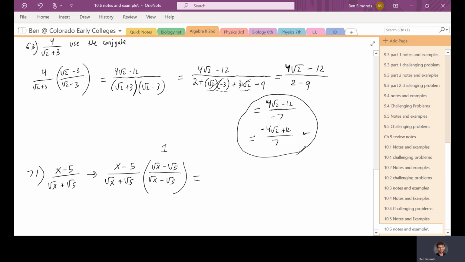So when you multiply by the conjugate, up top we get x minus 5 times the square root of x minus the square root of 5. And you can FOIL that if you want to, but it's not really necessary. It's not really going to help us any. Nothing's going to cancel out. So you can just leave it like that. Down on the bottom, we get square root of x plus root 5 times root x minus root 5.